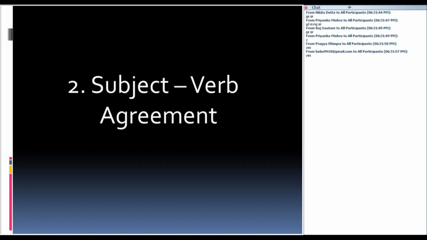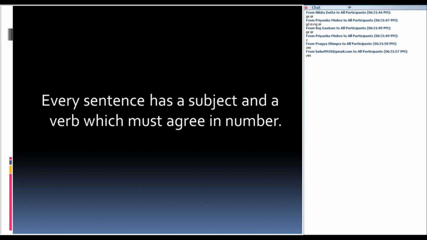Now, what exactly are subject-verb agreement rules? First, we'll take a look at them, and then we'll try to solve some questions and try to find out whether there are errors or the sentence is error-free. Now, in grammar, we all know that every sentence that you form has to have a subject and a verb. If there is no subject or no verb, then you cannot call that group of words a sentence. Every sentence will have a subject and a verb.